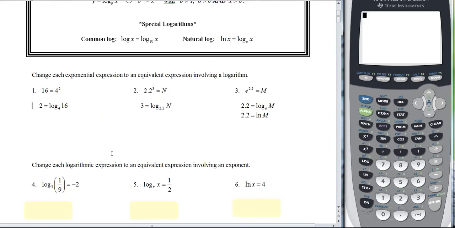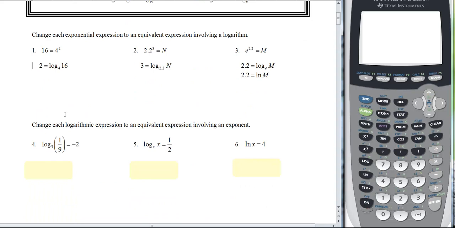And of course, then you've got to do the exact opposite. Change each logarithmic expression to an equivalent expression involving an exponent. Well, these aren't so bad. Here's my base. Here's my exponent. So 3 to the negative 2 would equal 1/9. Base, what's my base here? Base is pi. Exponent is 1/2 equals my x.